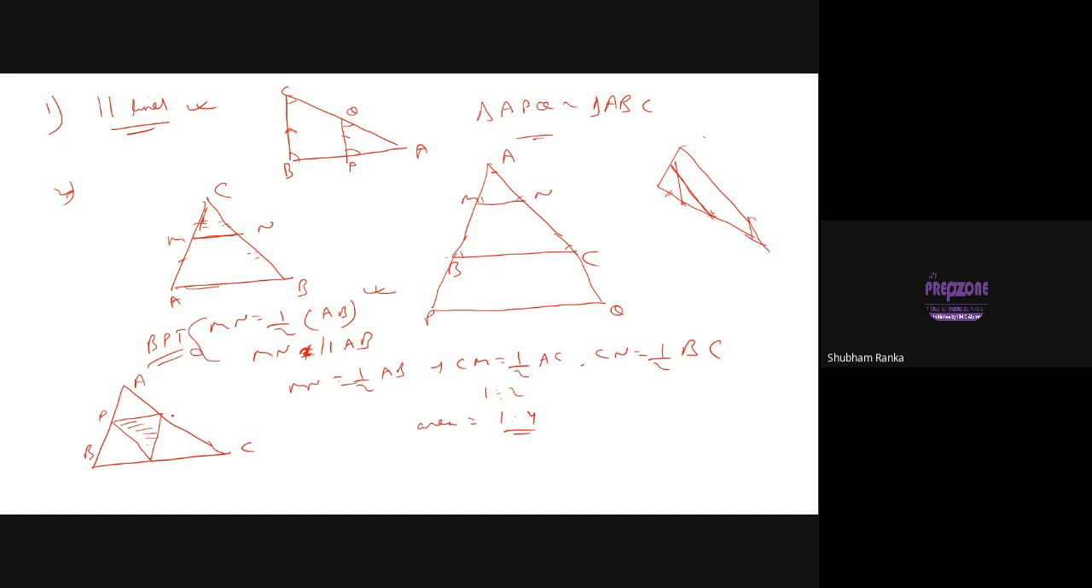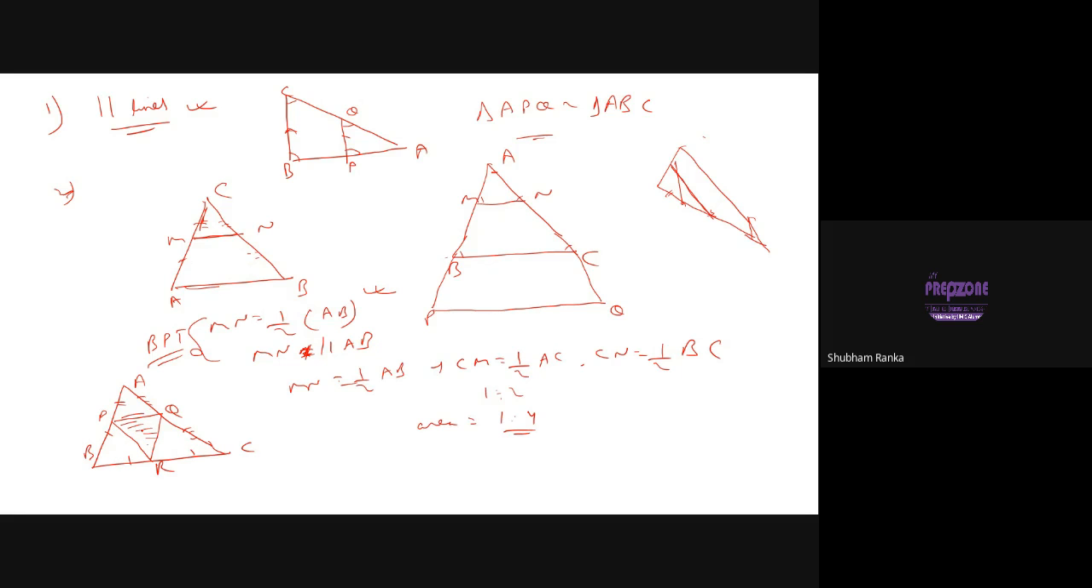Okay, so if we try to address this question, we know that these are all midpoints. So BR equals RC, CQ equals AQ, BP equals AP. These are all midpoints. And if these are midpoints, then by BPT I know that PQ will be half of BC, PR will be half of AC, and RQ will be half of AB. And also these will all be parallel to these sides. PQ will be parallel to BC, PR will be parallel to AC, and so on.